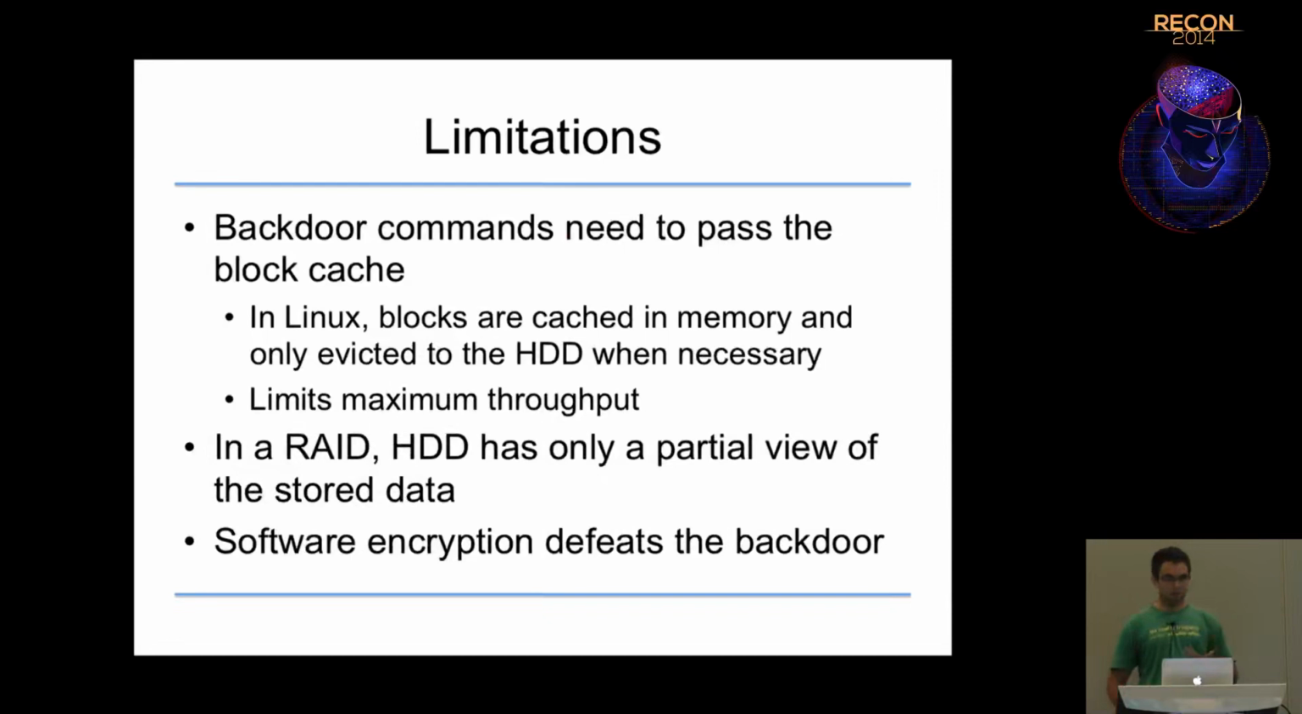And second, if you have a RAID system, then the hard drive has only a partial view of the stored data. If you have RAID 5 and you use striping, then the hard drive will only see some blocks and not all of the blocks of the data you write. So then you cannot access all the information anymore. And finally, also software encryption defeats the backdoor, because if the blocks get encrypted, then afterwards the hard drive cannot recognize the backdoor command anymore.